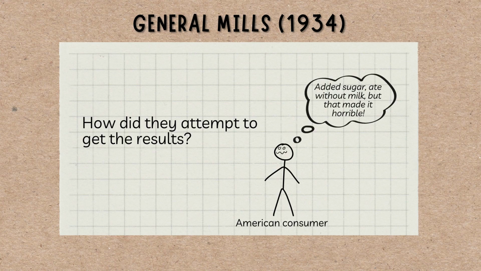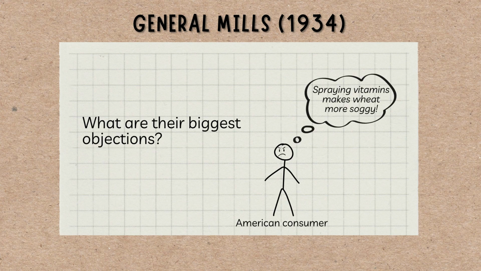Next, how did they attempt to get the results? Well, some of these consumers tried tasting these cereals with sugar and without milk. That just did not go down well. And finally, what are their biggest objections? While they had many objections, one thing was that spraying vitamins on Wheaties could make them really soggy. So that's how you can use these 7 market research shortcuts to find insights that you can use in your messaging. So let's do a quick recap of these 7 shortcuts.